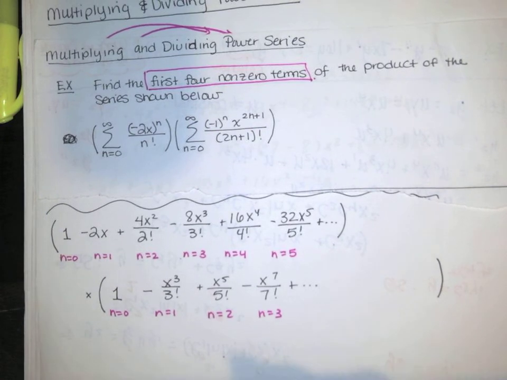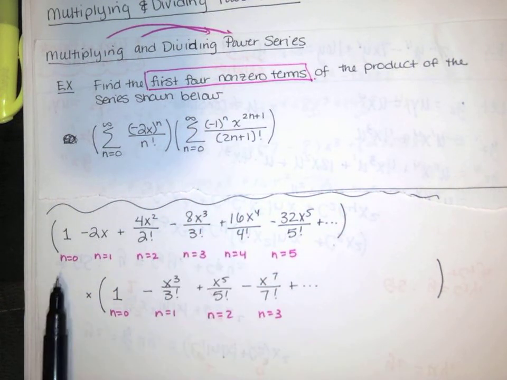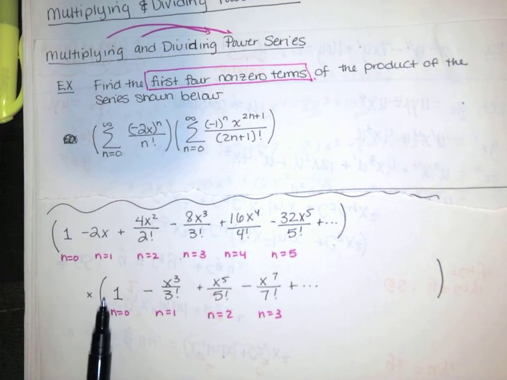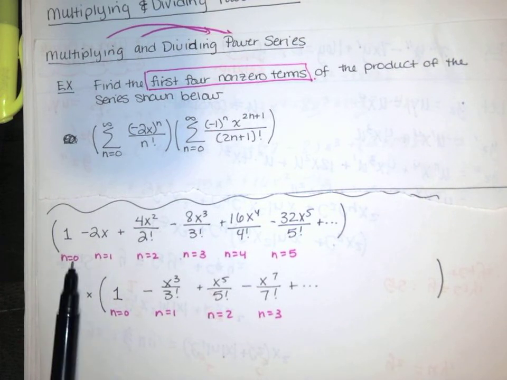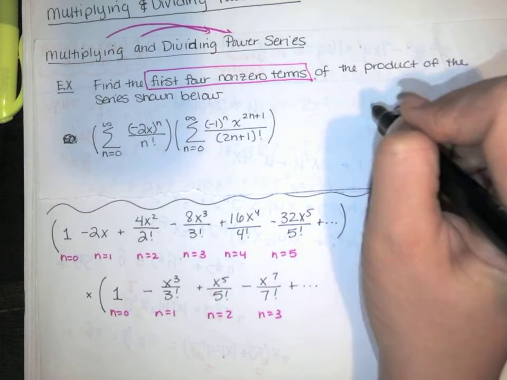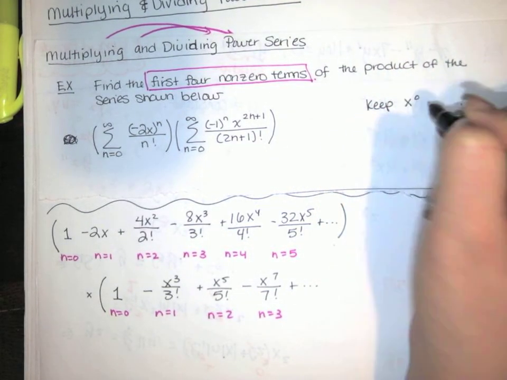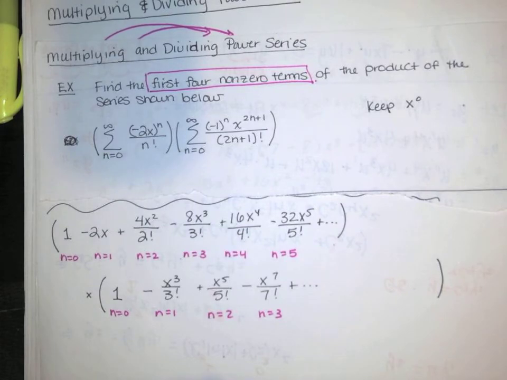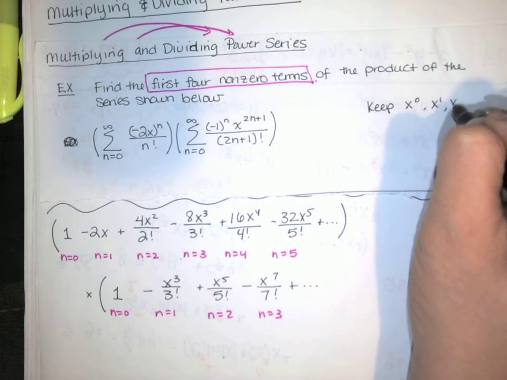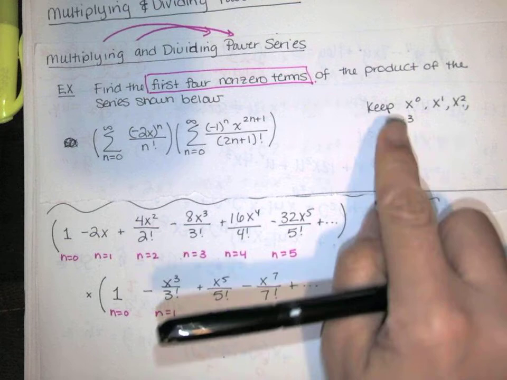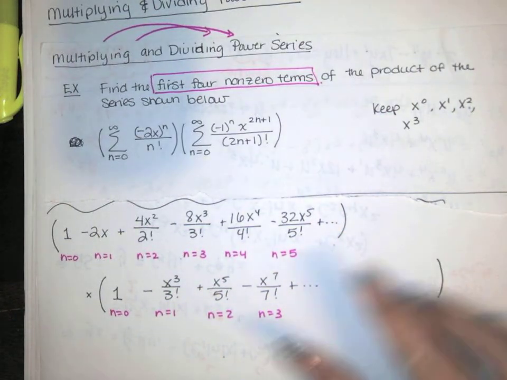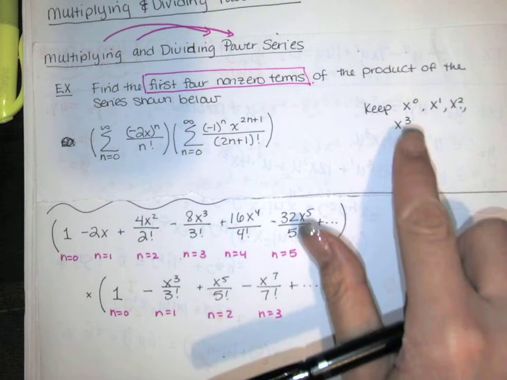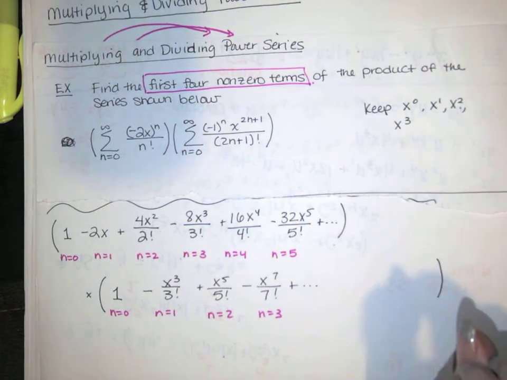Okay. Well, in order to do that, I need to think about what will happen when I multiply these together. The lowest degree term I will get is that 1 times 1. So I think I need to keep the x to the 0 term when I multiply these. So the 1 times 1 is going to give me a 1. That'll be one of my first 4 non-zero terms. Then maybe the x to the first term, x squared, x cubed terms. If all 4 of those are non-zero, that would be my first 4 non-zero terms, the x to the 0, x to the 1, x squared, and x cubed terms.